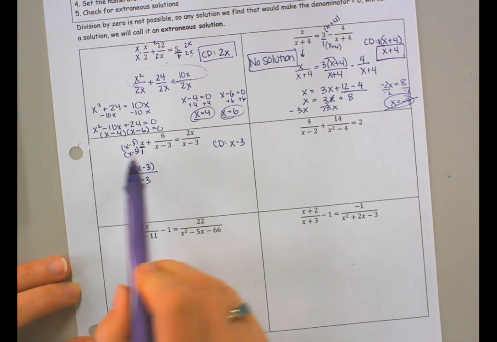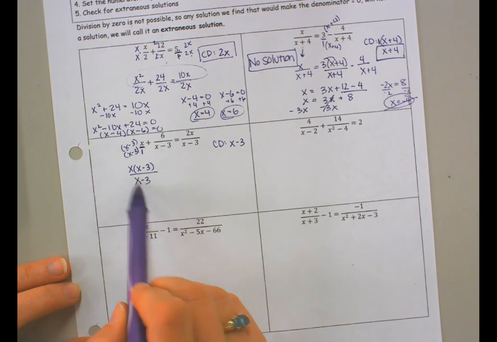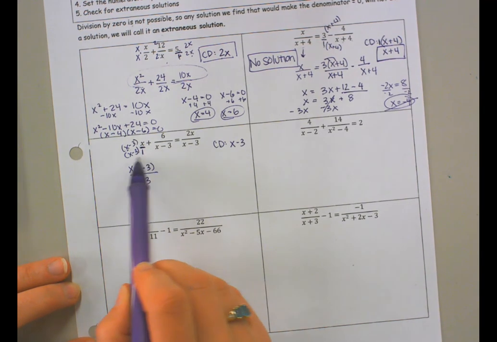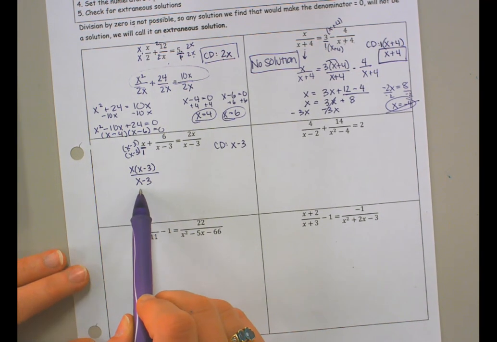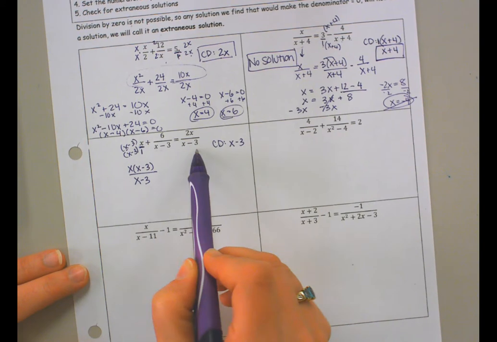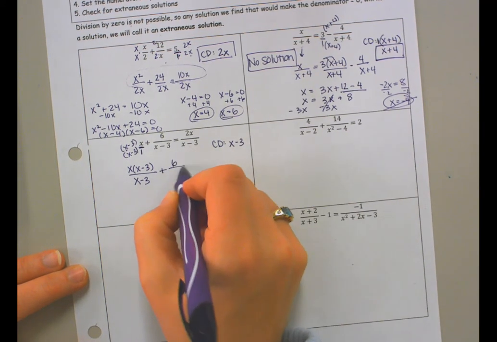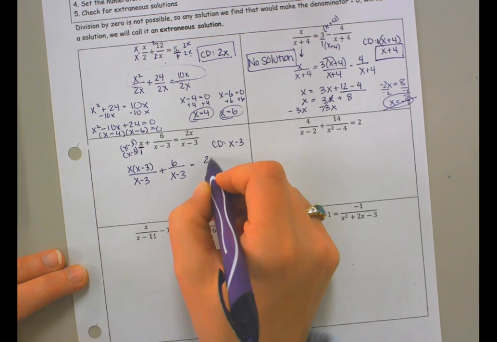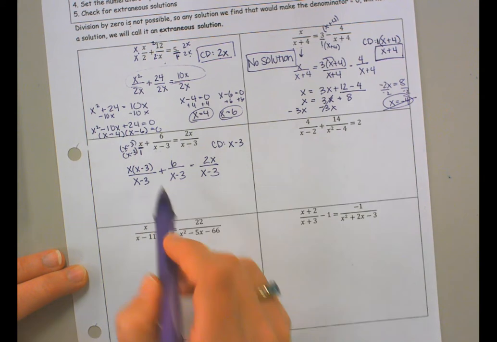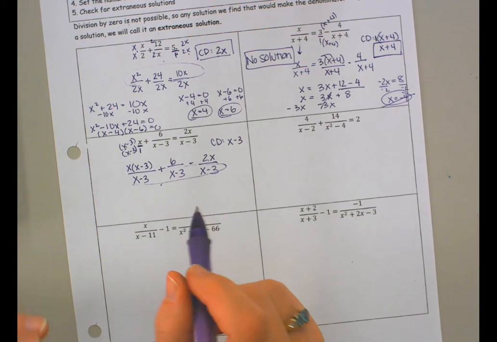When I simplify that, right, I'm going to multiply x and x minus 3 together, and then 1 times x minus 3 is just x minus 3. Then both of these already have the common denominator, so I don't need to change anything about them. They can stay exactly the same, and now all my denominators match.